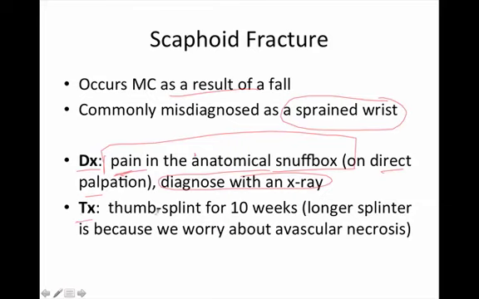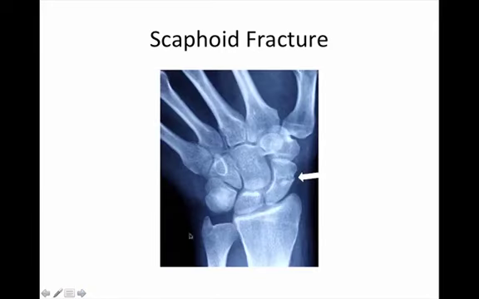So how do we manage this? The patient goes into a thumb splint for 10 weeks. We do it longer because we're worried about avascular necrosis of the scaphoid bone, which means death because it doesn't get enough blood supply. It's not very easy to see, but here's your scaphoid bone, and then here's that fracture right there.